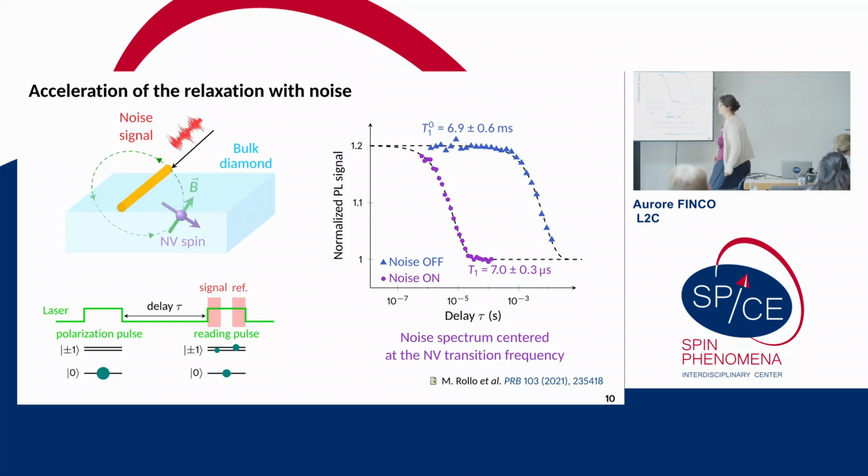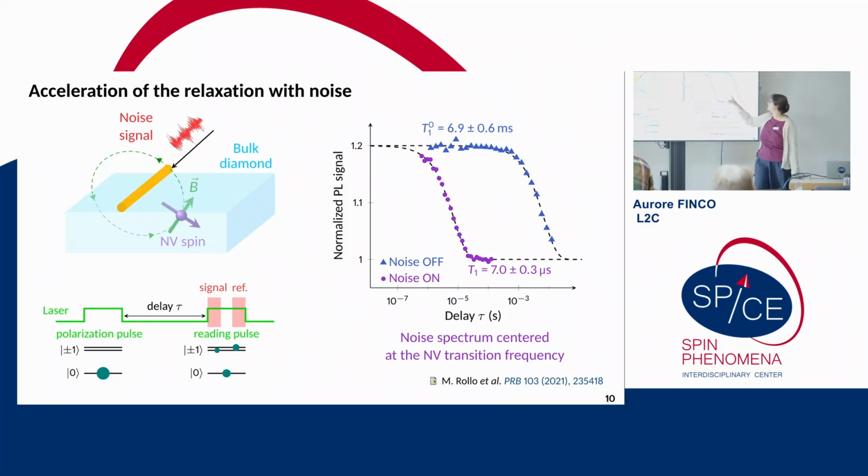So I show you there. You first have a pulse to polarize in the bright state. You turn it off, you wait some time, and you turn it on again to read the state. And you will get a decay, which you can see here in the blue curve. And for NV in a bulk diamond, you get a few milliseconds, usually at room temperature.